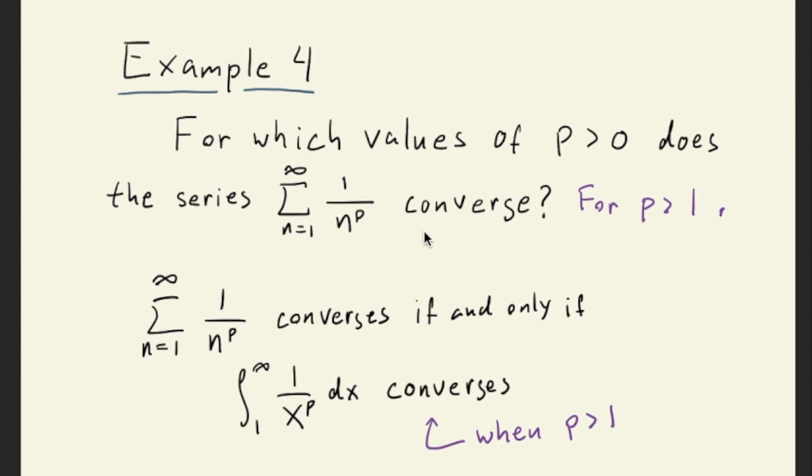1 over n^p, right? This is called a p series, by the way. It has a name. Not super important, but it's called a p series. 1 over n to the p.